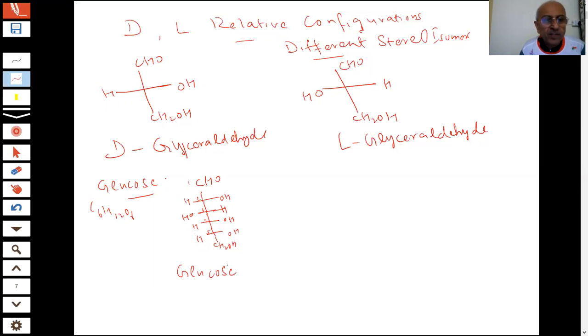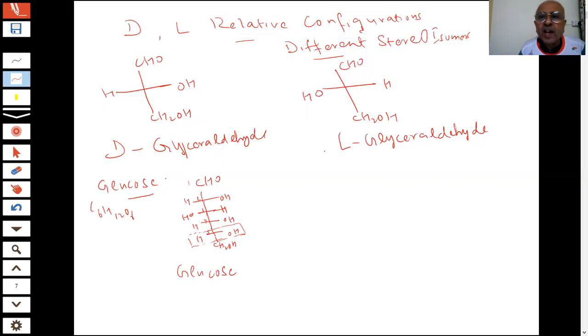This is the structure of glucose. And the last carbon is this one. Next to this is this one. So the OH on this carbon is on the right hand side.